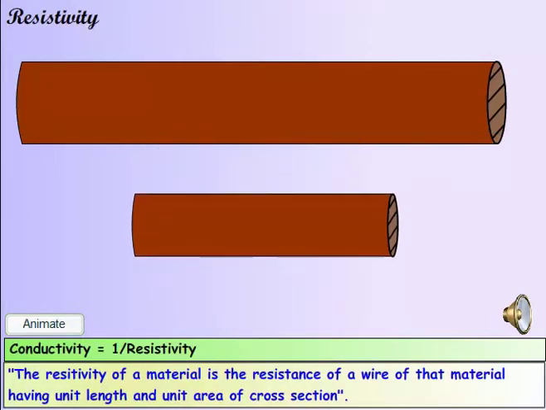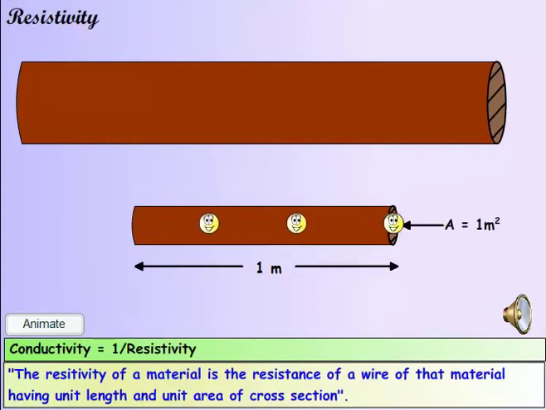Resistivity of a material is the resistance of a wire of that material having unit length and unit area of cross-section. Conductivity is the reciprocal of resistivity. So, the higher the resistivity, the lower the conductivity.